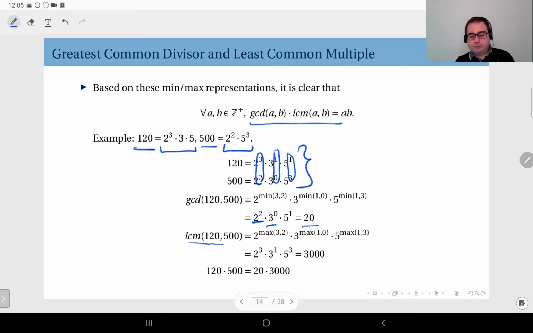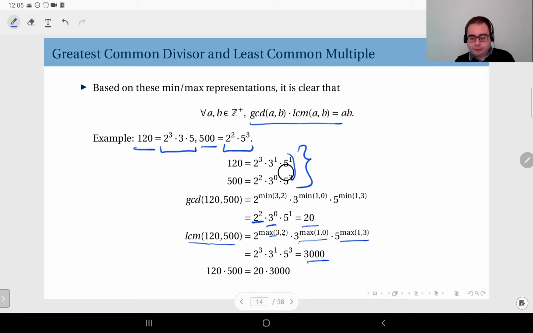Similarly with LCM, this time around you get the maximums: 2 to the power the maximum of 3 and 2, times 3 to the power the maximum of 1 and 0, and 5 to the power the maximum of 1 and 3, which gives you 3000.